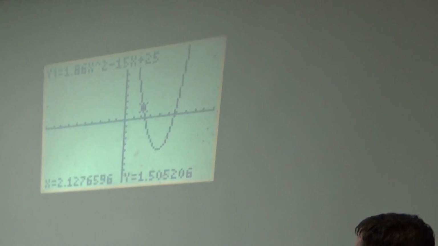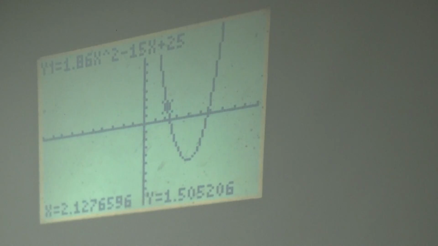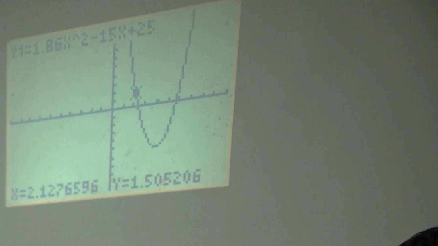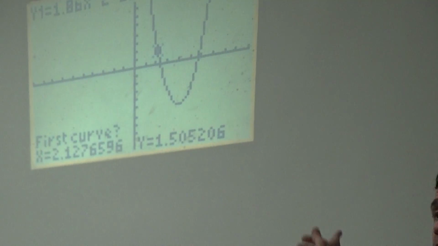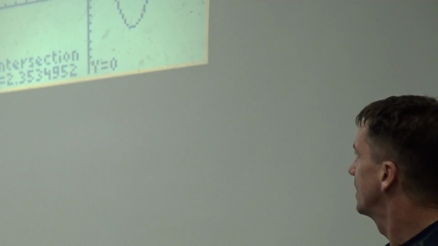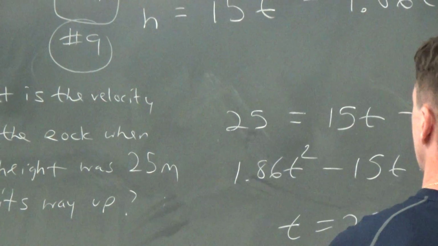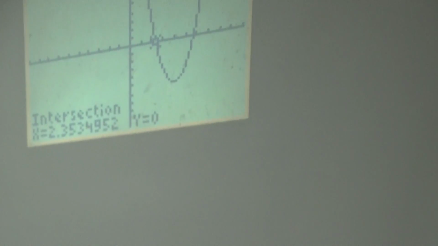And so I do this, and I hit trace and get it close to the answer. That's close enough. Now I go to second trace, which is calc. Which one's intersect? Five, hit 5, and I just hit enter, enter, enter. What's the answer? 2.35, 24952. All right, done. Now, is that the time when it was on the way up? Down. 2.35, 34952. Don't focus on the shape of this graph.